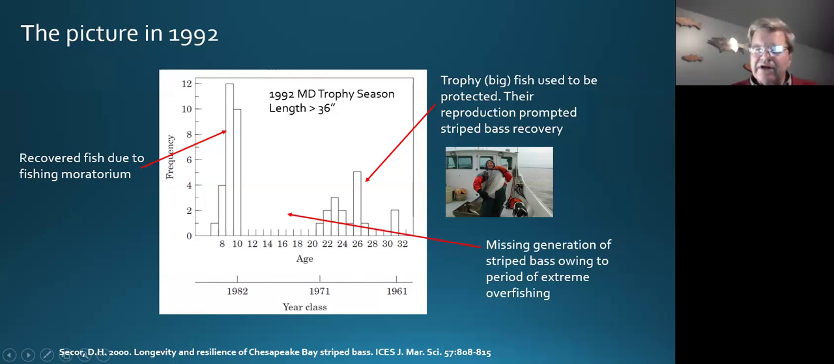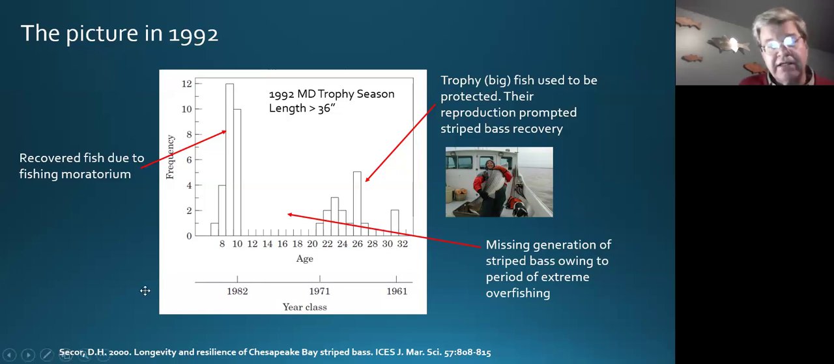Why are they out there? Why hadn't they been fished? It's a long time to be around if there's fishing out there. Well, it turns out that historically they were protected. We had a size limit. You couldn't catch fish over 36 inches in the Chesapeake Bay. This trophy season was new. Previously, people just wanted to catch pan-sized fish, which were 12, 15 inches. Those were the tasty fish that people wanted to bring home.